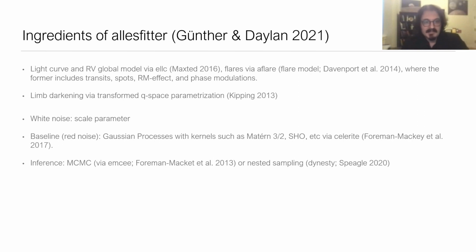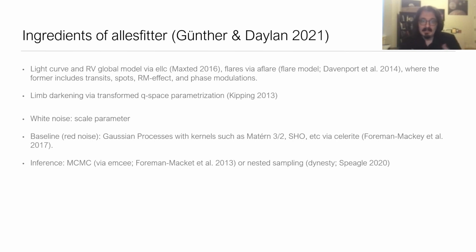So here is just a very crude list, or the ingredient list, of allesfitter. We basically wrap several important forward models. And there are others that I'm personally developing that will eventually be part of allesfitter. But as allesfitter stands right now, we are currently wrapping LC by Pierre Maxted, which is essentially our light curve and radial velocity global model. And then we are also using A-flare, which is a flare model from Jim.